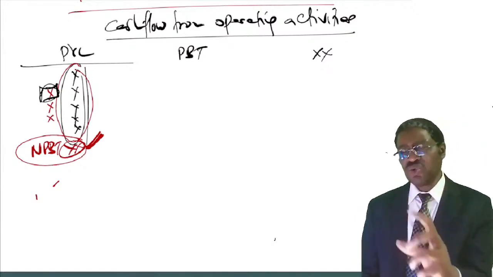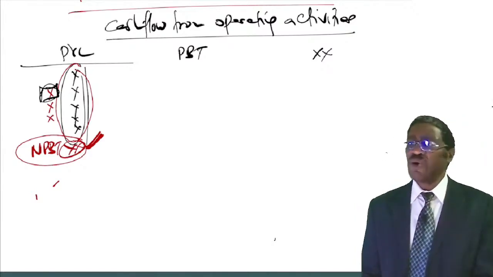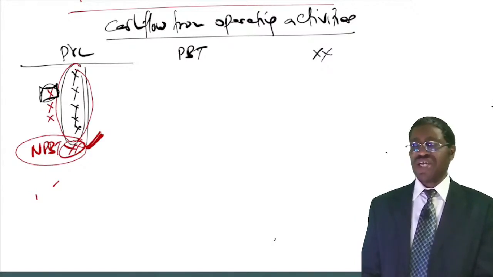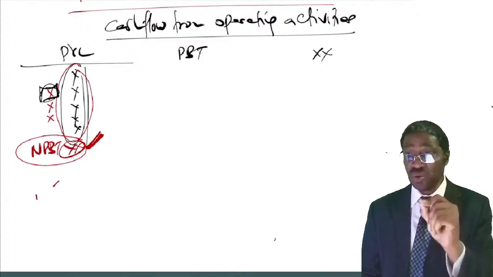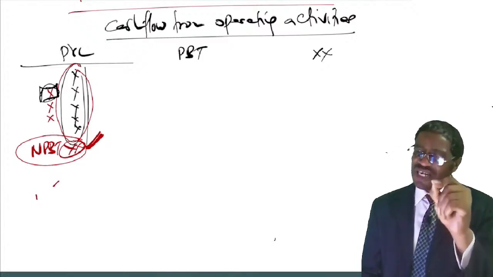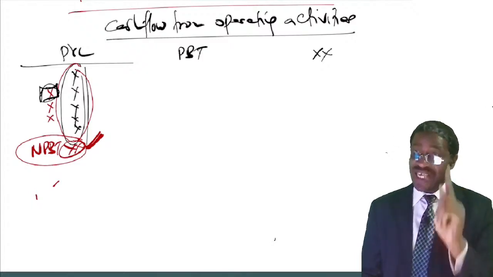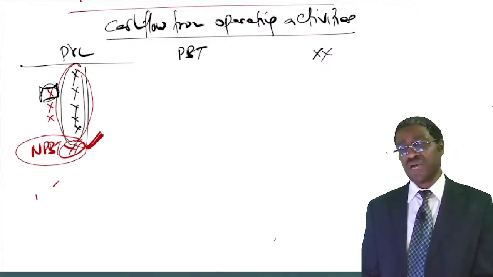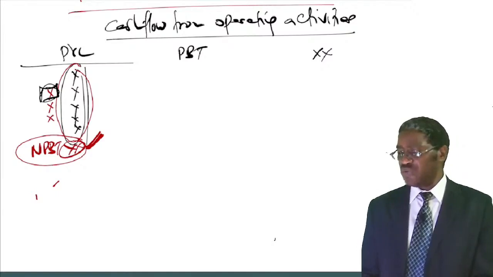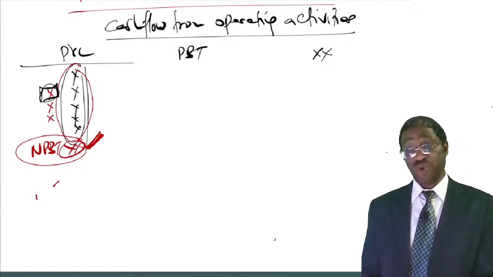Now, I would want you to give me some of the non-cash items that you know. Some of the non-cash items that you know are items that went to the P&L, yet no cash was involved. Give me a few examples of those items.